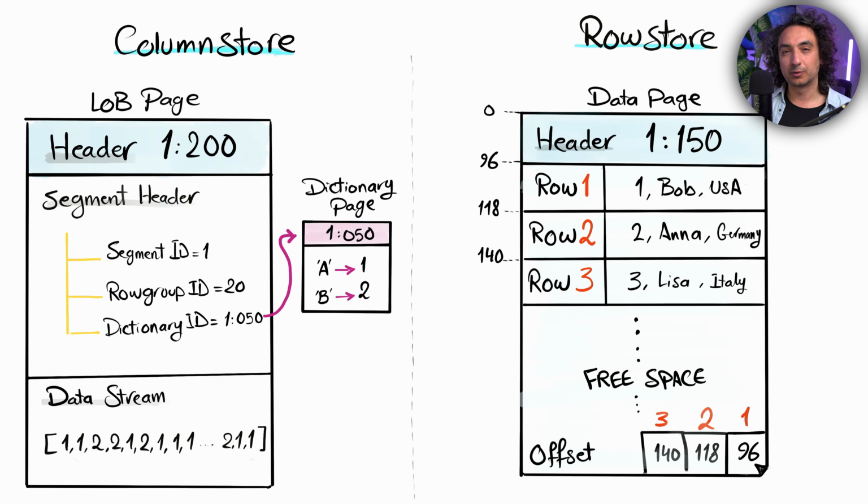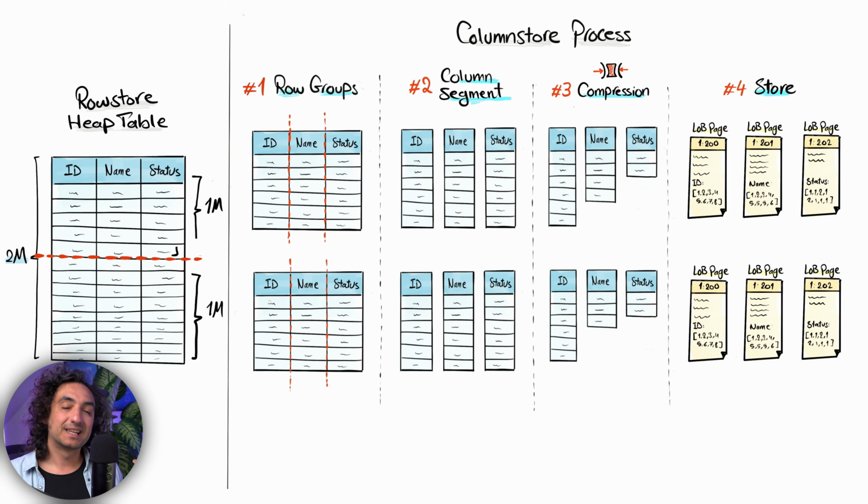So let's go back to the process. As you can see, SQL is storing the data as LOB data storage. This is the last step, and with that, SQL has converted your table into a column store. Now we cannot just create a column store without defining whether it is a clustered index or a non-clustered index.